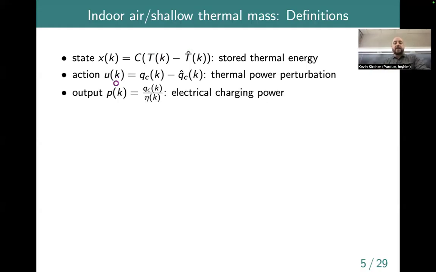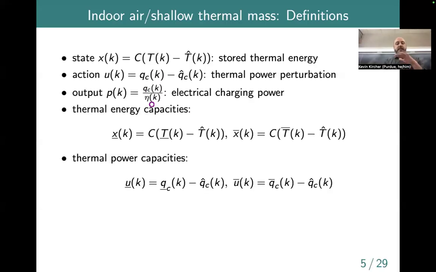And similarly, the action here would be the deviation, the perturbation of the actual thermal power that we put into the building minus its baseline. And then the output that we care about is really the electric power perturbation, or maybe the electric power we could call the charging power that we're putting into charging or getting back by discharging the thermal mass. And that would be QC divided by the COP eta here.